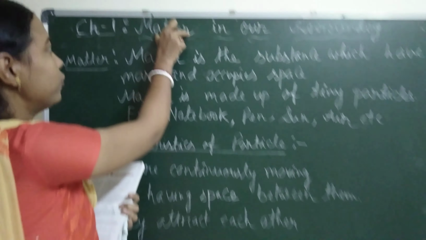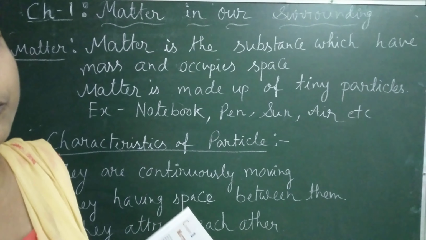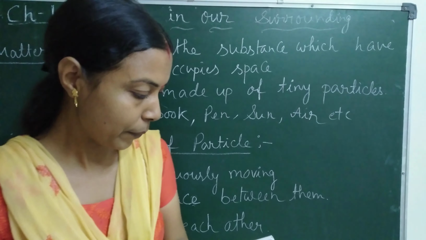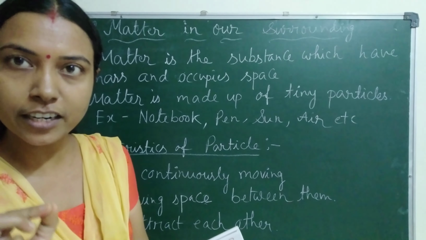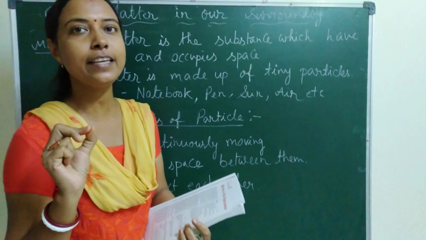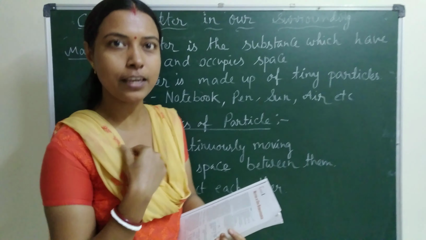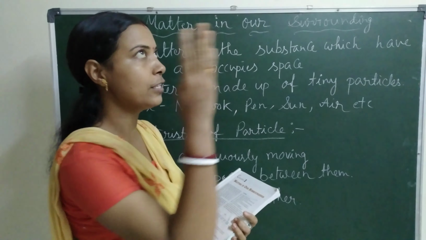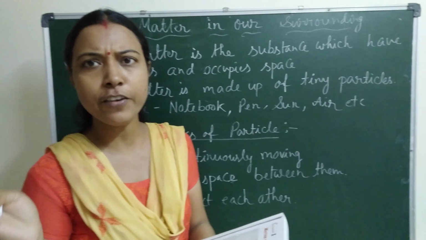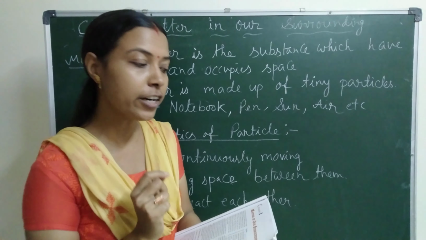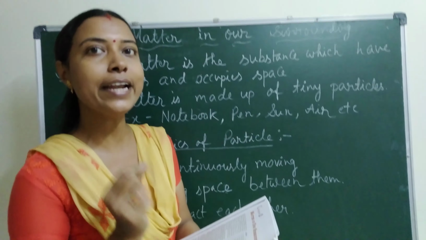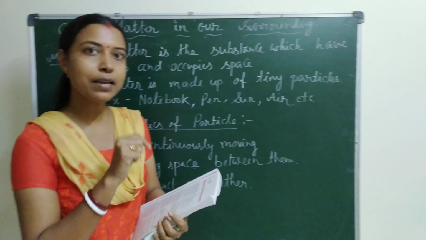So, the first term is matter. What do you mean by matter? Everything in this universe is made up of material. Everything in this universe, just like me, you, this blackboard, this fan, light, table, chair, everything is made up of material. This material, scientists name as matter.